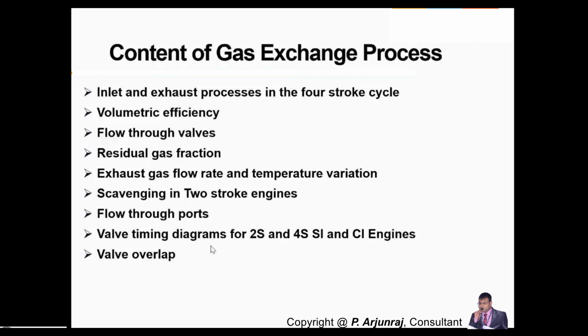And the very important topic we will be seeing today is the valve timing diagram for a two-stroke, four-stroke diesel and gasoline engine. So this is very much important. Even from an exam point of view, it's very important. You need to draw the diagram, and I will explain that. Give more focus towards this valve timing diagram, and we'll see what the overlap is. So these are the overview.